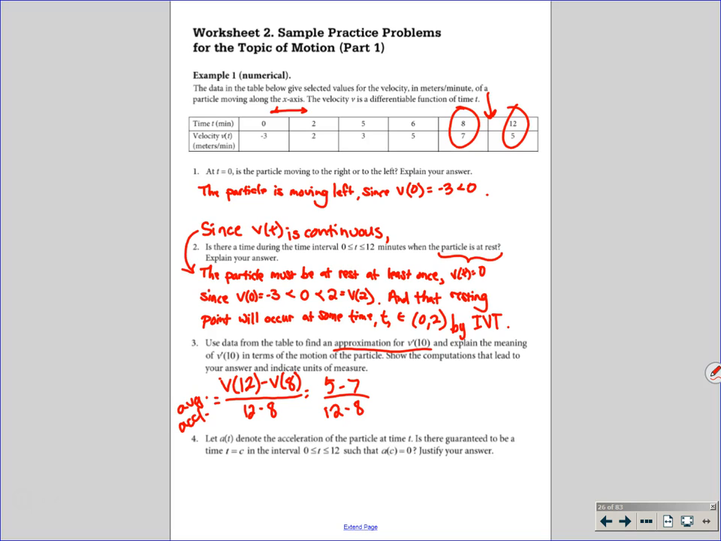Wait a minute, that'd be meters per minute squared. I don't simplify a lot. To check it in the back of the book, meters per minute squared, which approximates V prime of 10. See how I'm kind of bringing it all together? My average acceleration approximates. Oh, hey, wait a minute. They wanted me to explain the meaning. So forget this, I'm going to write it in words because they want me to explain.